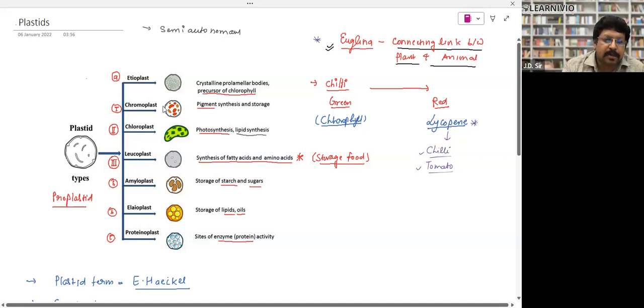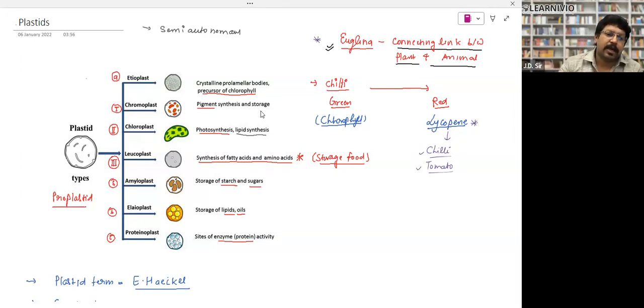First, chromoplast. They provide color to flowers. They provide color to fruits, right? Inside them they remain filled with some pigment, and they provide color except green color. They provide color to flowers and fruits, right? Like an apple is red from outside, which means the cells have chromoplast, right?